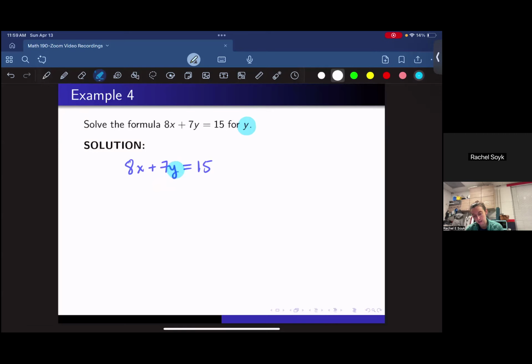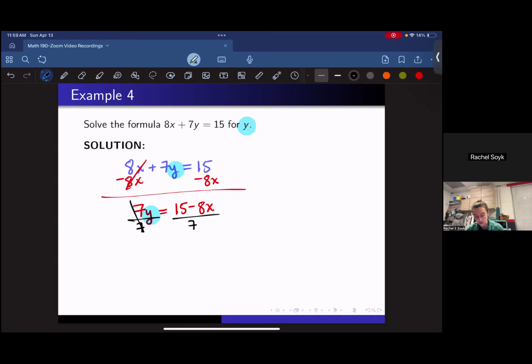We want to isolate that y, utilizing our inverse operations by subtracting 8x from both sides. So now we're just looking at 7y is equal to 15 minus 8x. And we have one last step. Opposite of multiplication is division. So we're going to divide both sides by 7. And then our final result is just 15 minus 8x all over 7, and we are done.